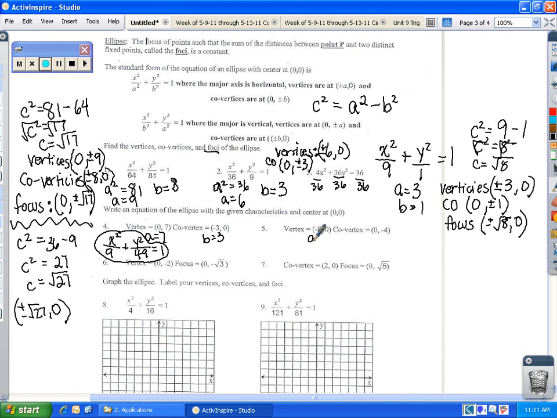Same thing here, my vertex tells me the a value, so a equals 8. My covertex tells me the b value, so b equals 4. Now I'm going to look and see which is the major axis. Since my vertex is negative 8, 0, that tells me that that is along the x-axis, and therefore the 8 is associated with the x squared value. So that means x squared over 8 squared, which is 64, plus y squared over b squared, which is 16, equals 1.